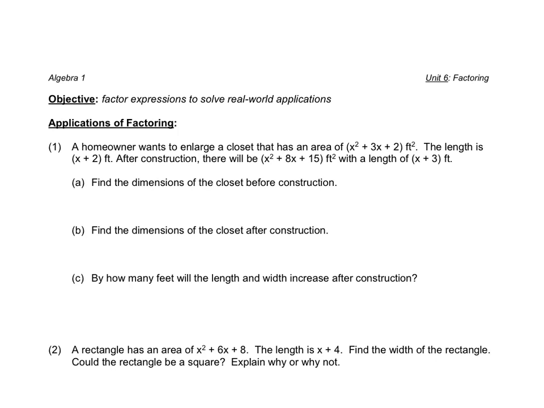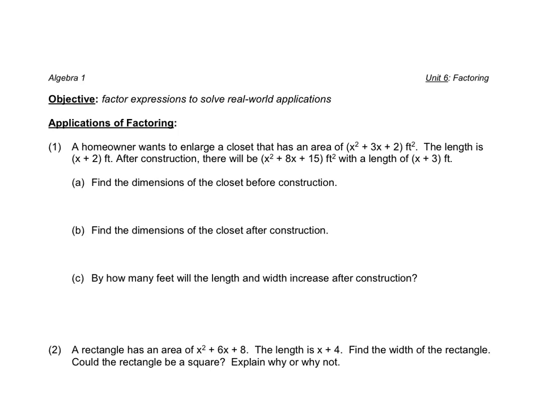Thursday. All right, so a homeowner wants to enlarge a closet that has an area of x squared plus 3x plus 2 square feet. The length is x plus 2 feet. After construction, there will be an x squared plus 8x plus 15 square feet area with a length of x plus 3 feet. All right, so a lot of just information to set us up.